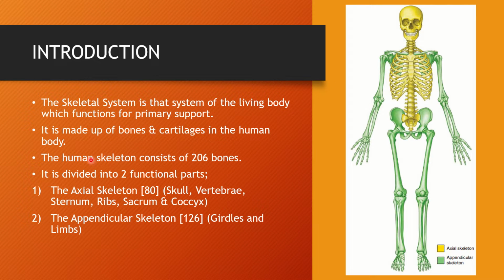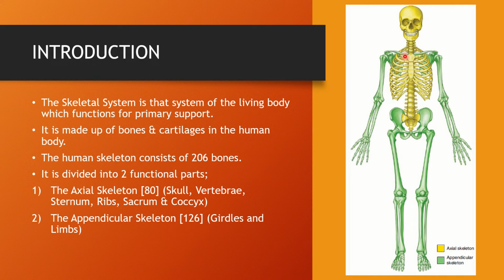The human skeleton is made up of 206 bones. There are two main divisions of the skeleton: the axial skeleton and the appendicular skeleton. The axial skeleton comprises 80 bones. These are the skull, the vertebrae, the vertebral column, and the sacrum and coccyx, the ribs, and the sternum.